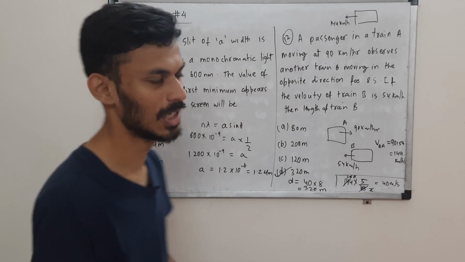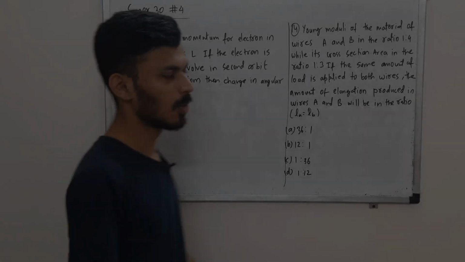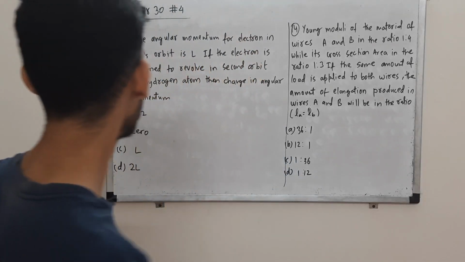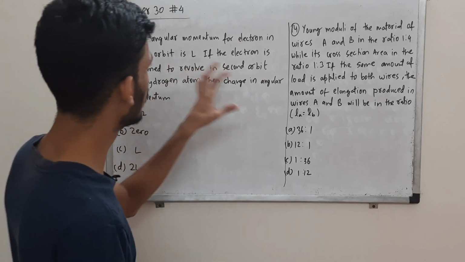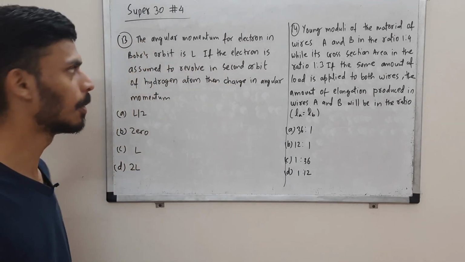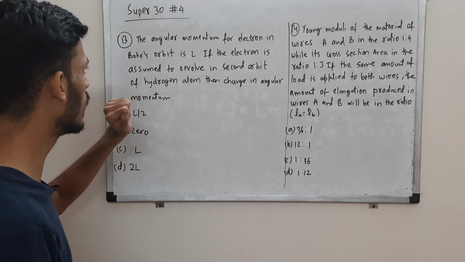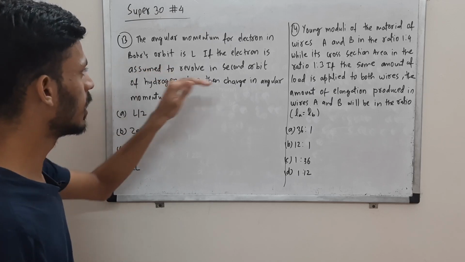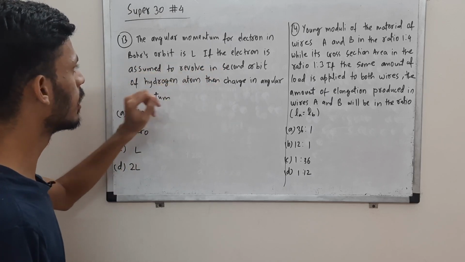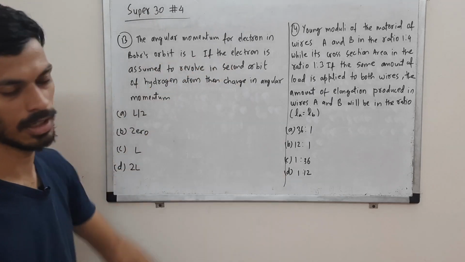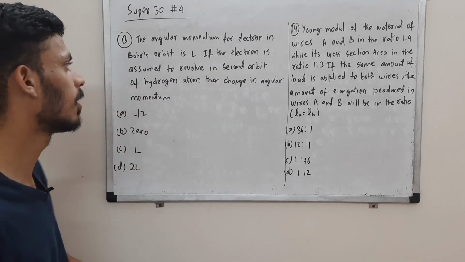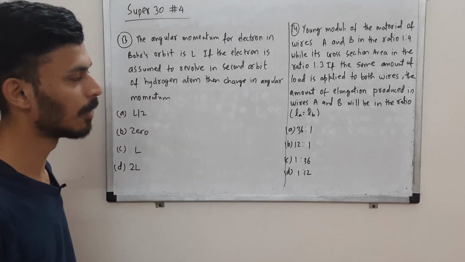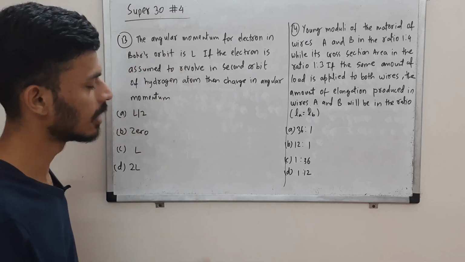Let's move to the next question. Come to questions 13 and 14 over here. Question 13, in Bohr's theory, we are given the angular momentum of the electron in the first orbit as L, and you are supposed to tell, if the electron is assumed to move in the second orbit, the change in the angular momentum. So the second minus the first.